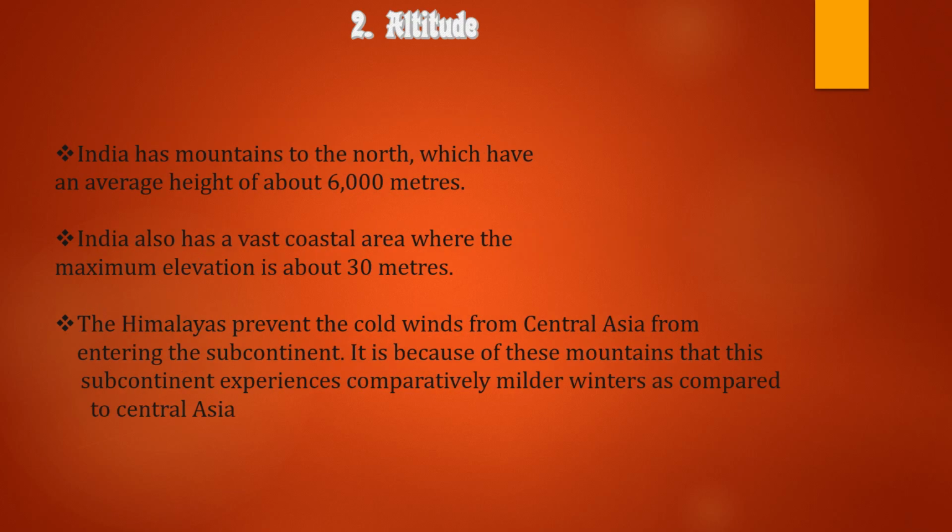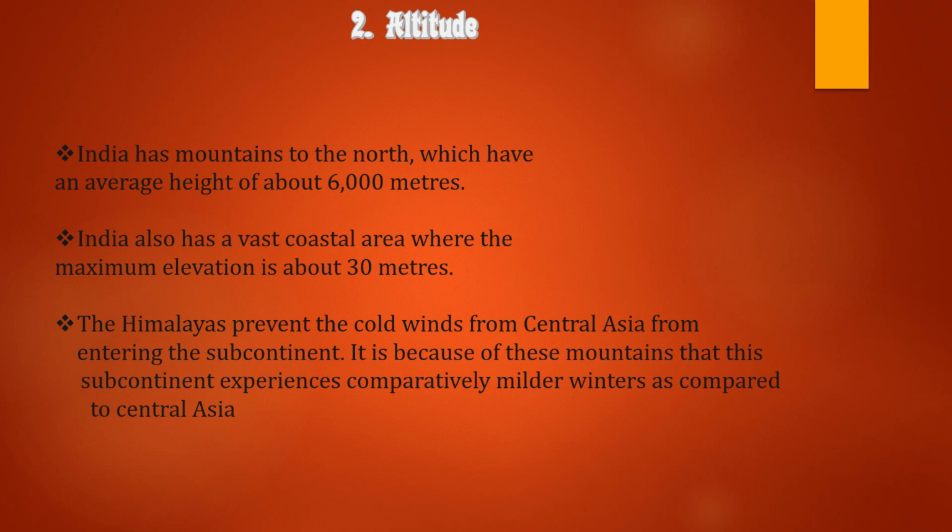Now, the fifth factor that affects the climate, we will see here, and that is altitude. India has mountains to the north which have an average height of about 6,000 meters. So first of all, we have to understand what altitude is. Altitude means height from the sea level, how much you are rising above.